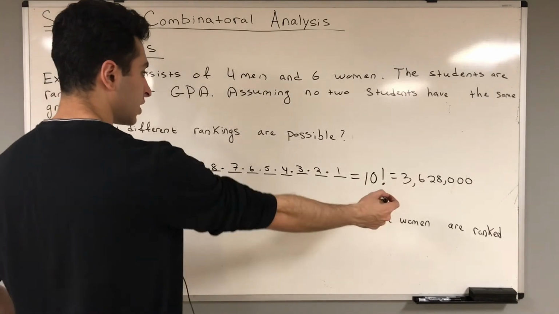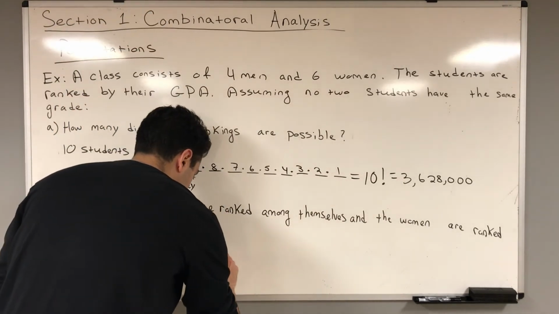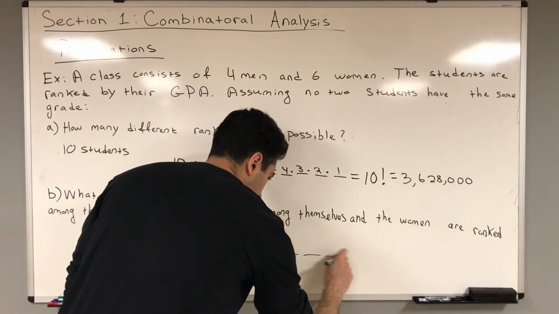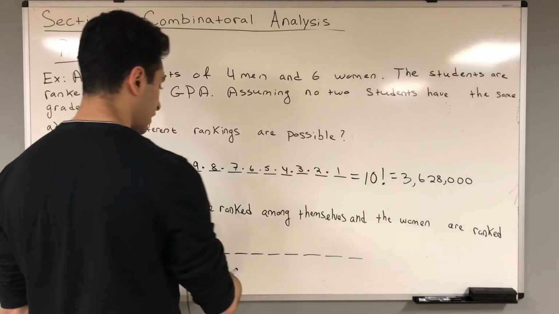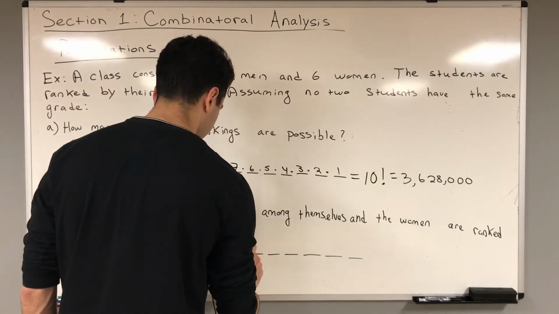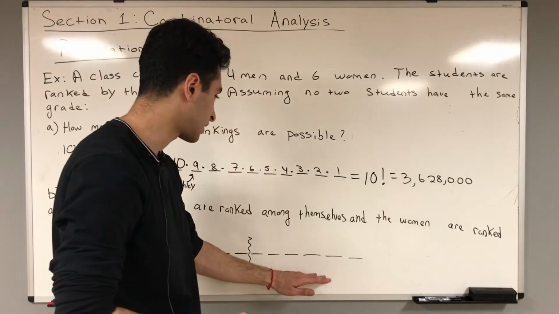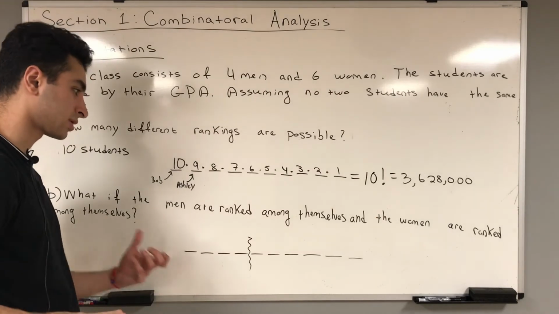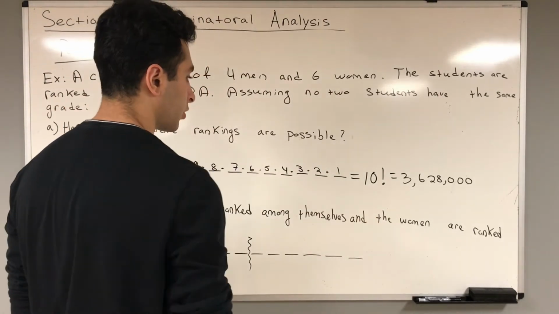So we still have 10 places, right? So we still have 10 students. 1, 2, 3, 4, 5, 6, 7, 8, 9, 10. Except this time the men are ranked among themselves. So you should have 4 places for the men, right? Because we have 4 men. And you should have 6 spaces for the women. So this looks exactly like the license plates example, except we'll have this nice pattern of the factorial, as you will see again.